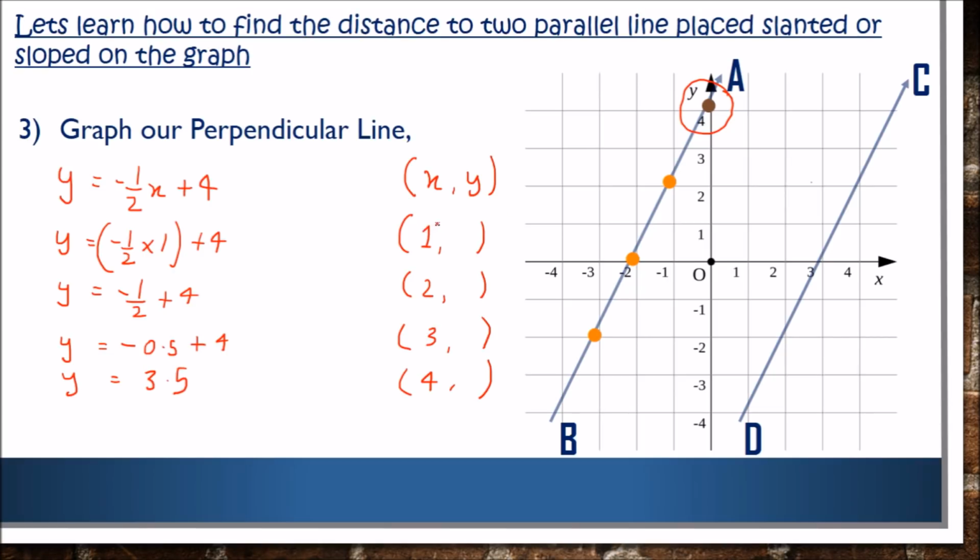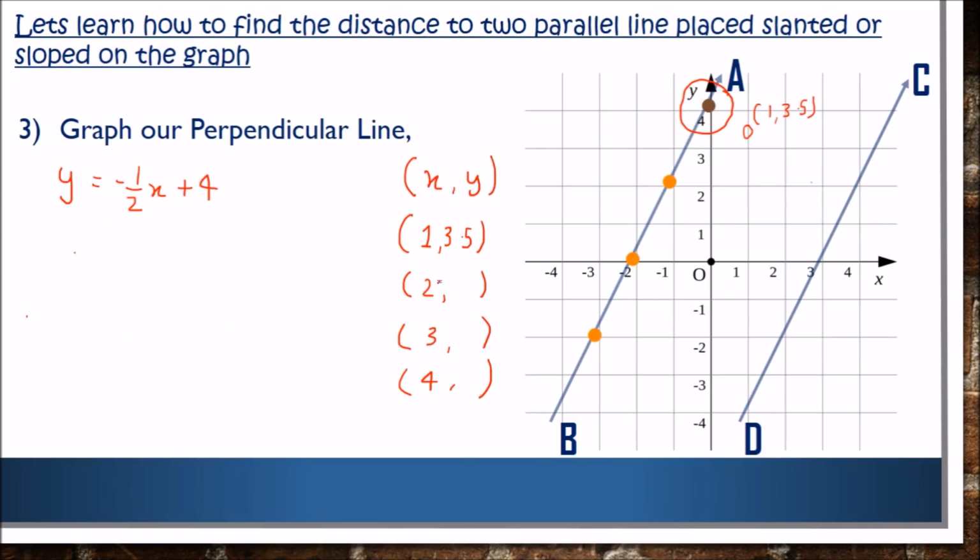So when our x value is 1, y value is 3.5, and this is one of the coordinates of our perpendicular line. So let's go plot this coordinate. When x is 1, y is 3.5, which will be right here somewhere. So this is our coordinate where x is 1 and y is 3.5.